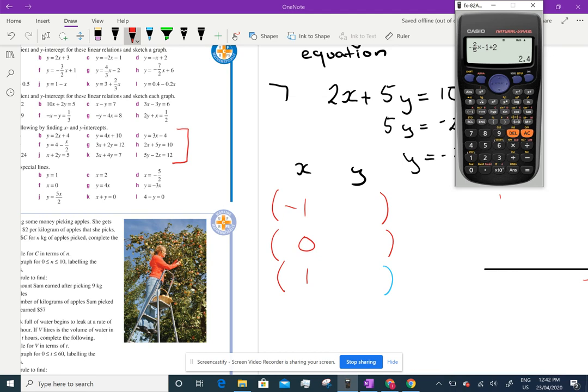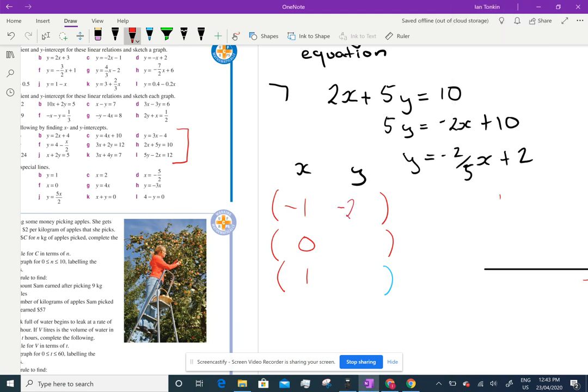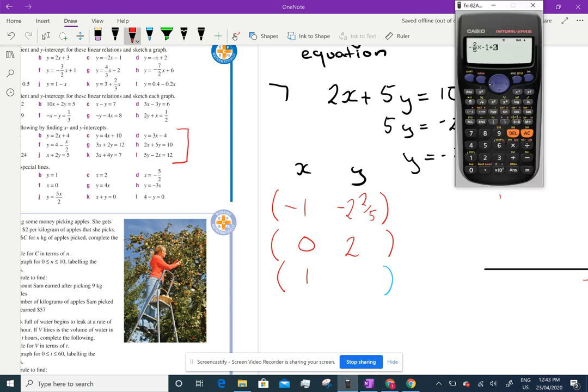12 on 5, 2.4 or 2 2/5. Come on, eraser, where are you? All right. 2 2/5. And if I put 0 in there, I'm just going to get that. So I'm just going to write the 2. And if I put 1 in there, well, I could go back and use my calculator. And I get 8/5, which is 1 3/5.